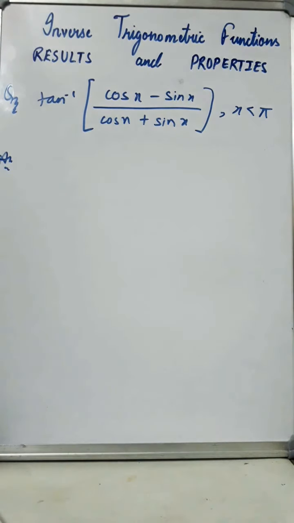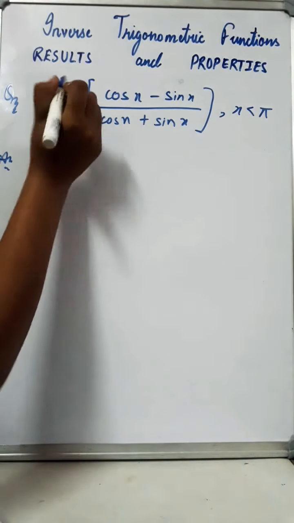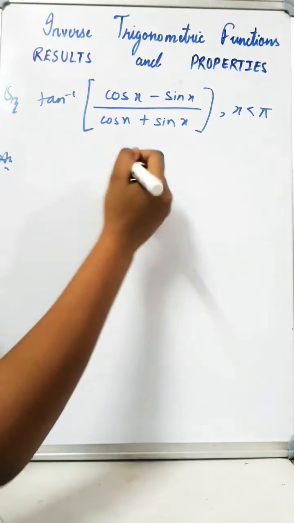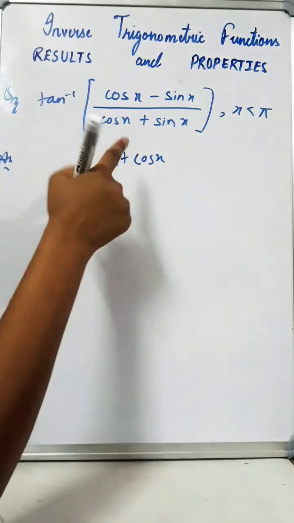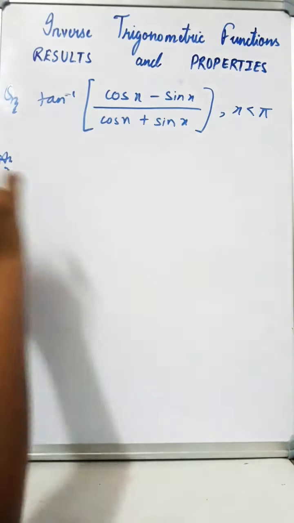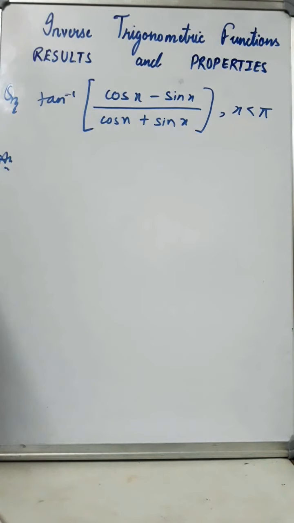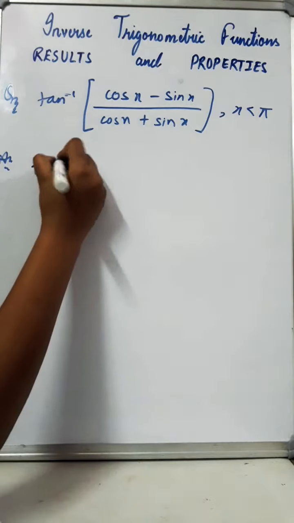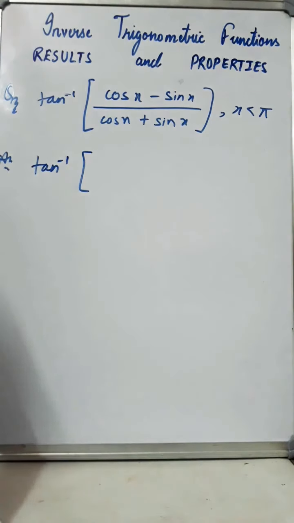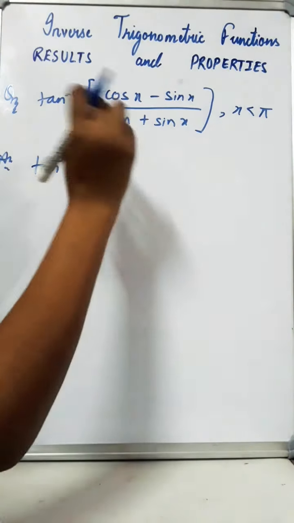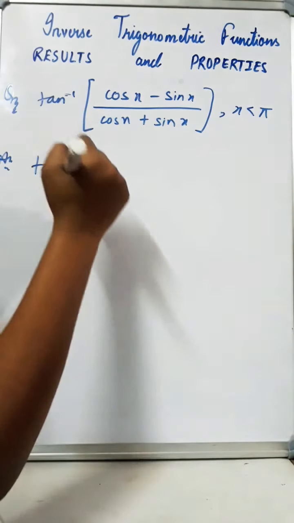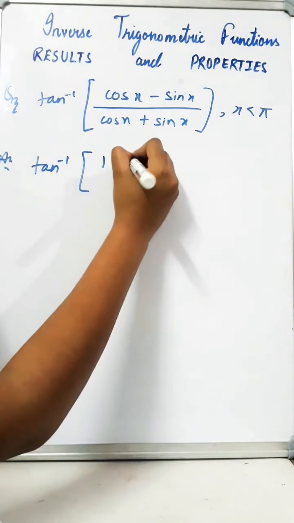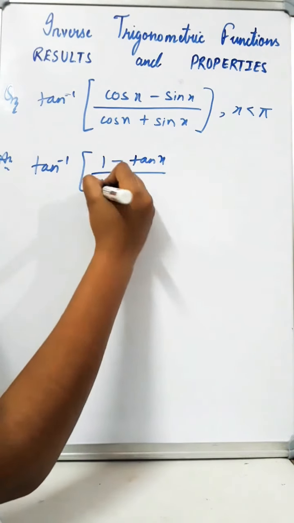Now see, first of all, whenever it is given like cos x plus sin x or 1 plus cos x or anything like this, what you have to do is divide numerator and denominator by cos x. It's the simplest way and the most efficient way. This thing will be used in integral calculus also. So this is a crucial step. Divide numerator and denominator by cos x. You will get 1 minus tan x upon 1 plus tan x.